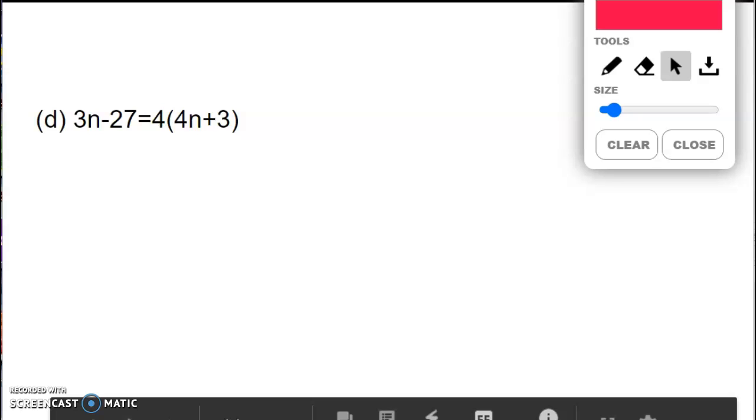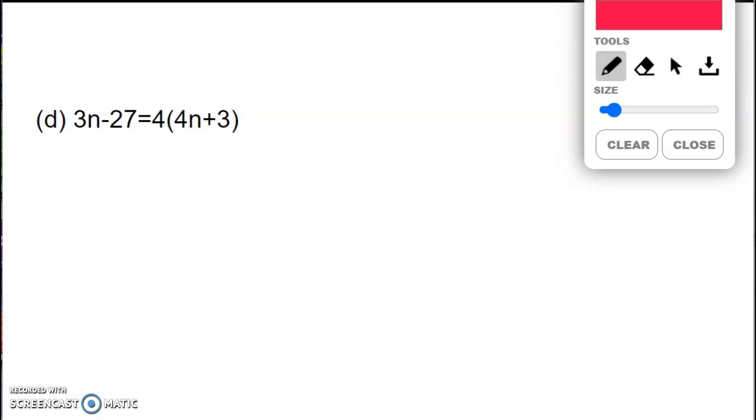Okay, and then finally, let's do the last question. This time, the only distribution I see is this 4 needs to be distributed to 4n and to 3. So 4 times 4n is 16n. 4 times 3 is plus 12. And on the left-hand side, we haven't done anything to it, so it just stays as it is.